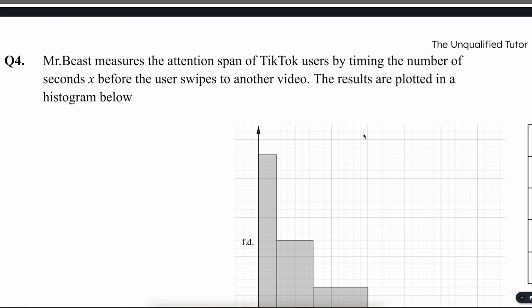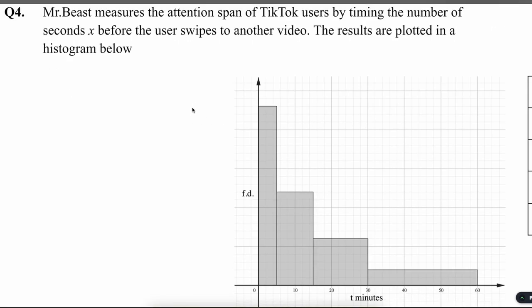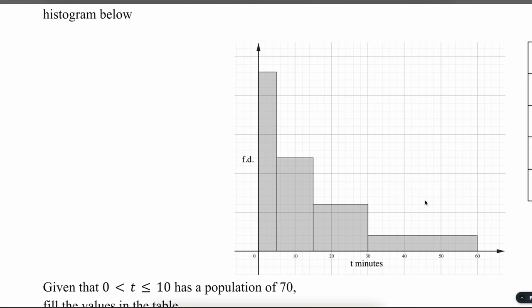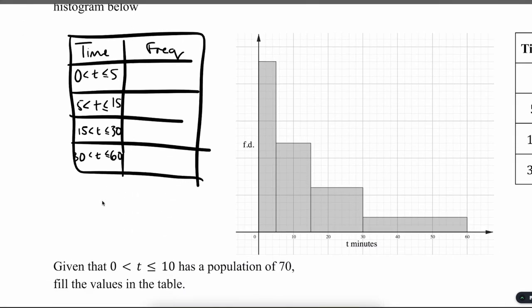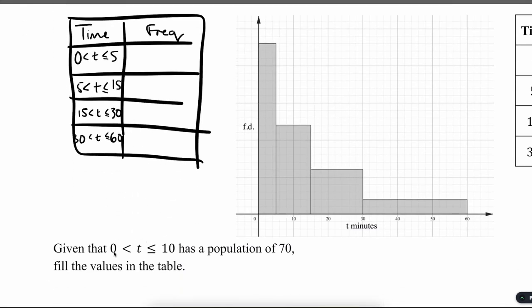Next question. Mr. Beast measures the attention span of TikTok users by timing the number of seconds x before the user swipes to another video. The results are plotted in a histogram below. Oh, something has gone a bit funny with my histogram. Okay, so given that 0 to 10, so basically this here, from 0 to 10, has a population of 70. Fill in the values of the table.